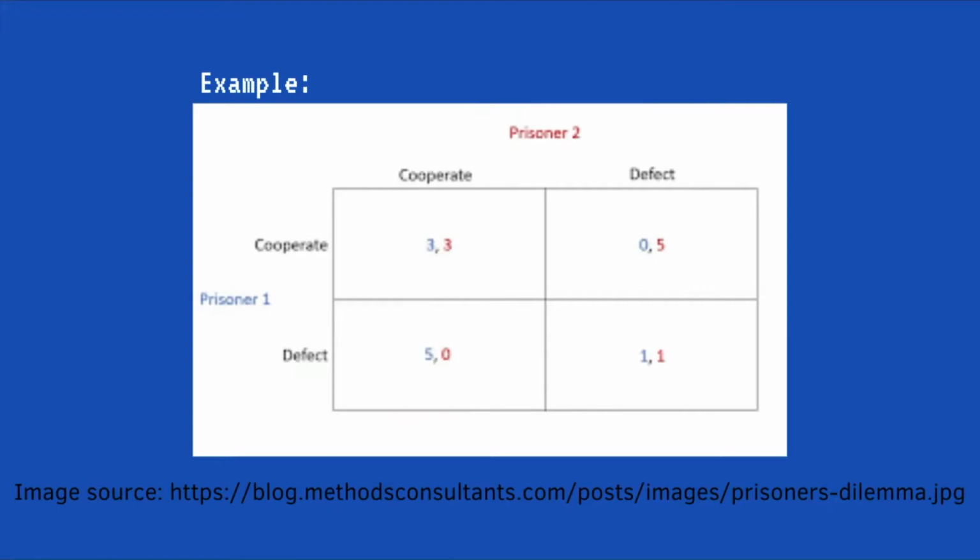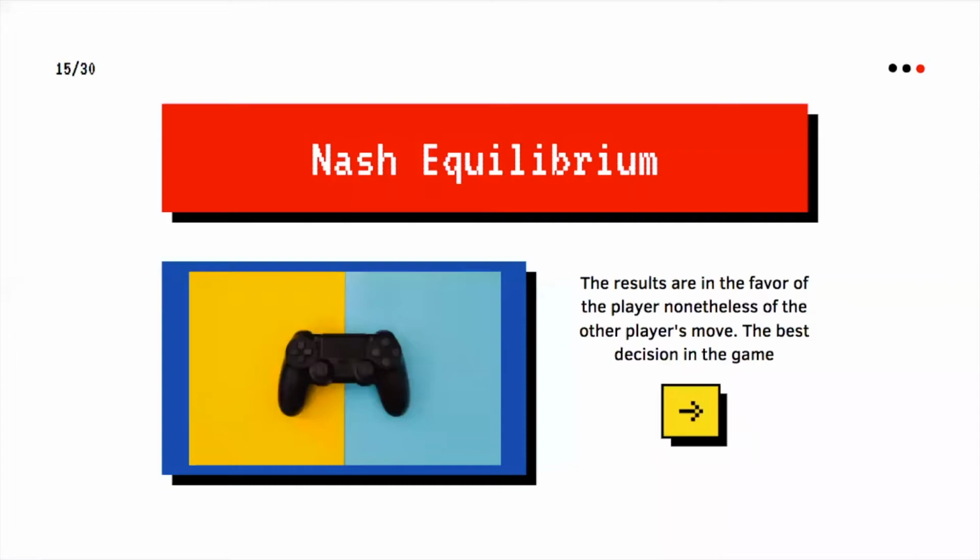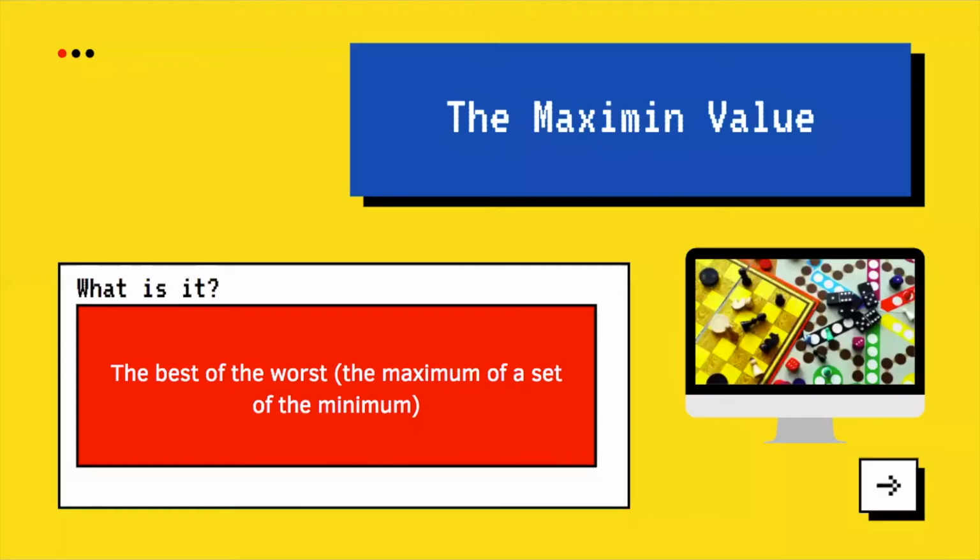With this, Nash equilibrium comes into place. It is a result which is in favor of the player and the best decision of the game regardless of the other prisoner's actions. As we progress, the maximin value is introduced. It is basically the best of the worst from the set.